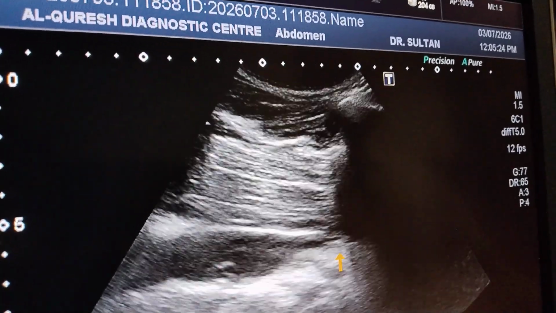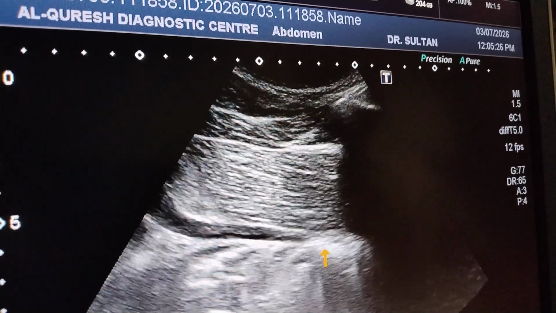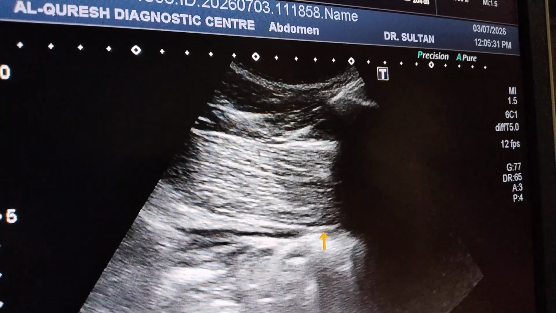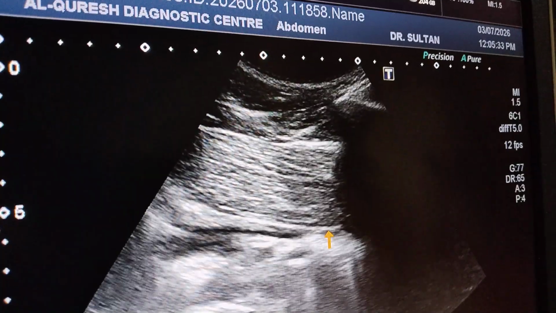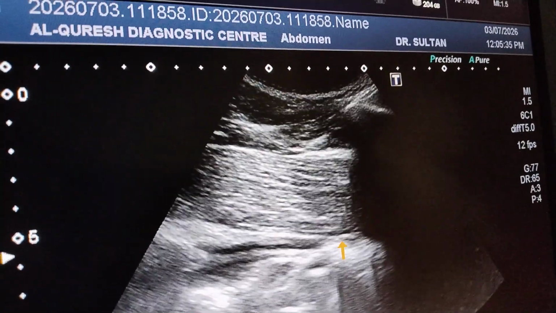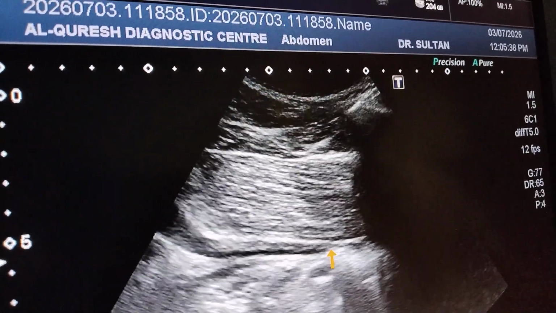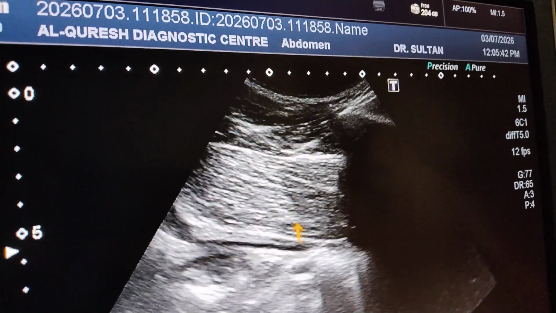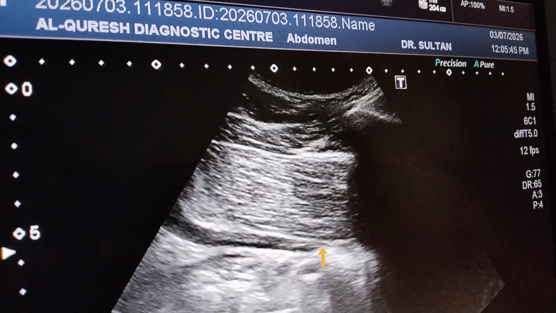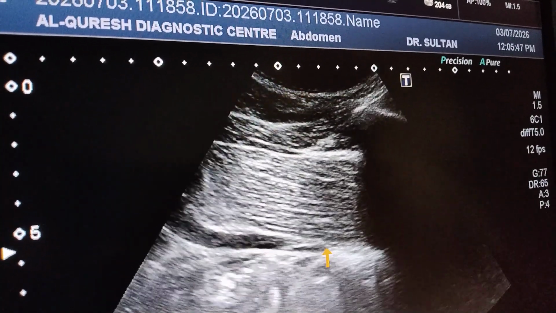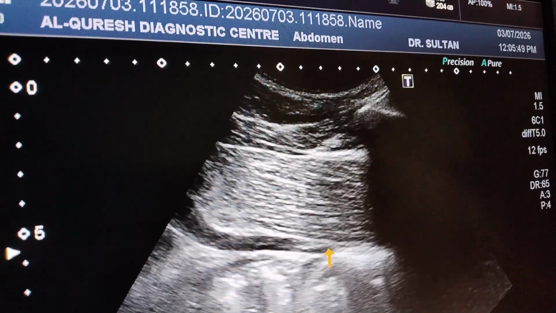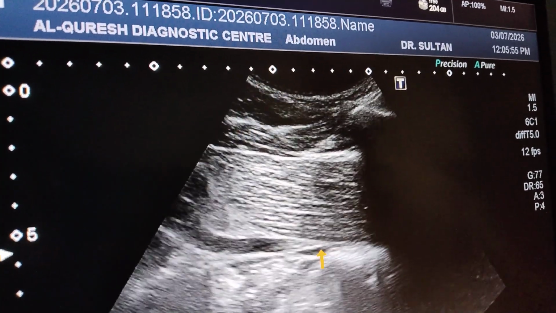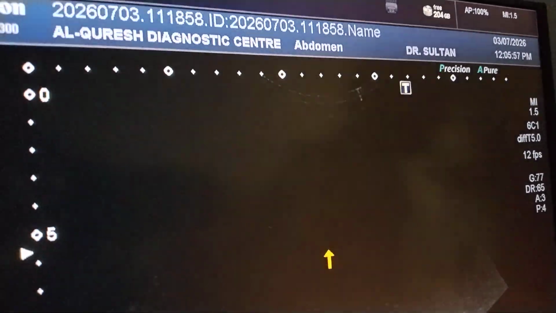So here we can easily appreciate the proximal ureter in the upper abdomen. So this is the second portion. First was the PUJ portion, second is the proximal ureter. Then again we ask the patient to adopt the supine position to see the portion of the ureter while it is crossing the iliac vessel at the level of the pelvic brim.